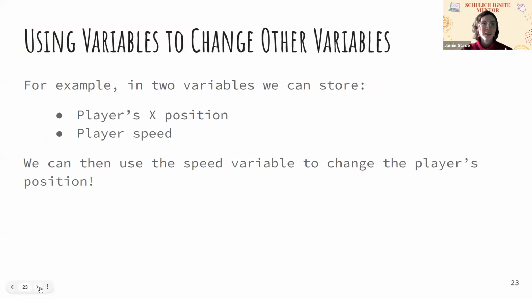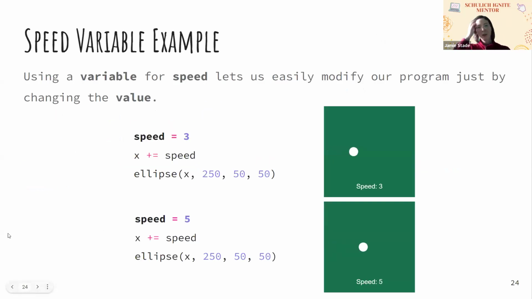Okay. So moving on, we can use variables to change other variables. Two variables that we may want to store in another video game example would be, say we want to have the player's x position as a variable and the player's speed as a variable. And then we can update the position variable with the speed variable so that the player will move across the screen at a certain speed. So here's an example of what that would look like with a little ball moving across the screen.